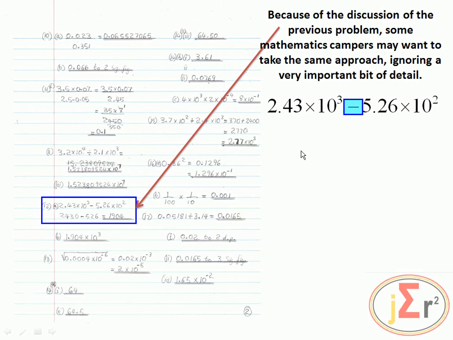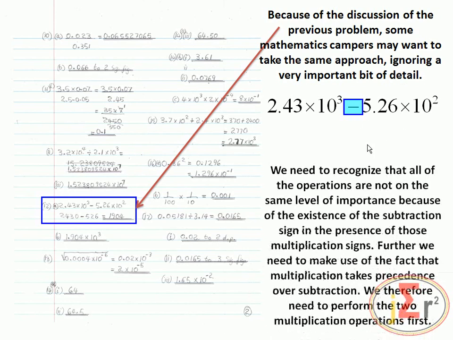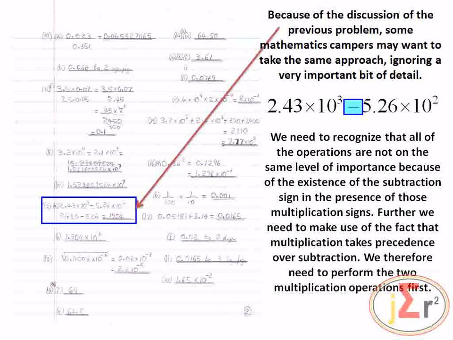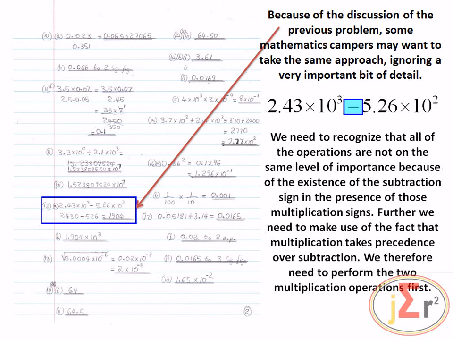Because of the need to avoid an error like that, some mathematics campers may want to take the same approach, and they will do that if they ignore a very important bit of detail, which is this negative sign that we have right there. We need to recognize that all of the operations are not on the same level of importance because of the existence of the subtraction sign in the presence of those multiplication signs. So we have multiply, multiply, subtract. Therefore, all of the signs are not on the same level of significance.